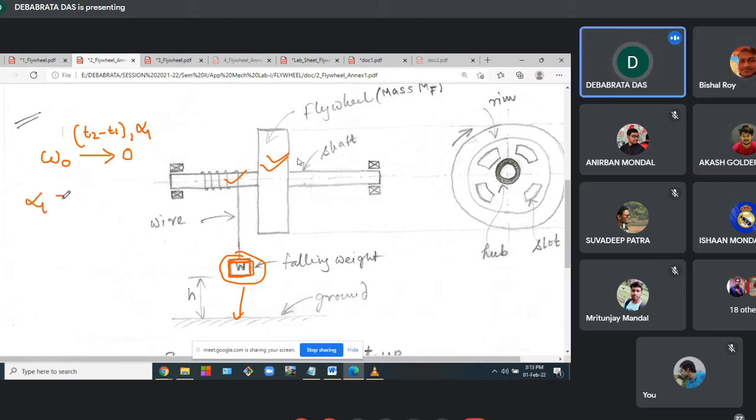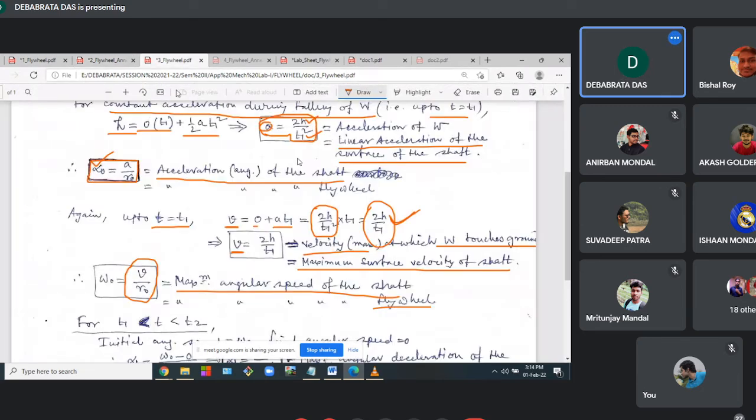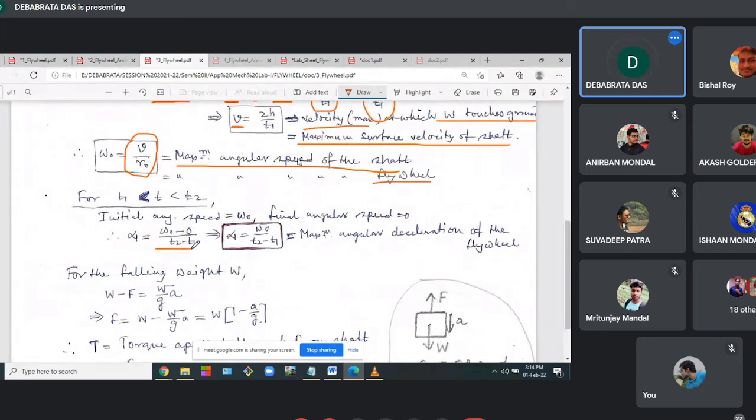So what is alpha 1? Omega equals omega naught plus alpha delta t. As it is a case of constant acceleration or deceleration, final minus initial, that is 0 divided by t2 minus t1, over which the speed becomes 0. So that is the angular retardation. So alpha 1 becomes omega naught by t2 minus t1.